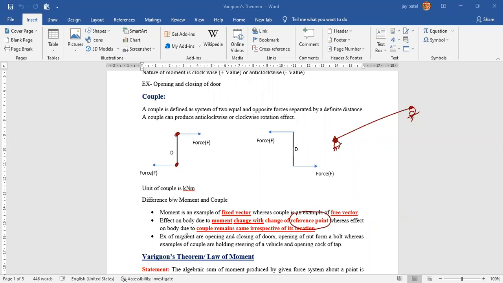Examples of moment are the opening and closing of a door, and opening a nut from a bolt, whereas examples of couples are holding the steering of a vehicle and opening the choke of a dam. So these are some of the important points too. You have to remember them if a small theory question is asked in examination: what is the difference between moment and couple?